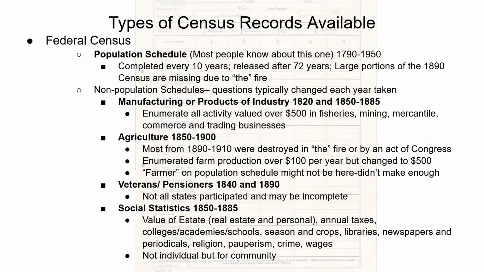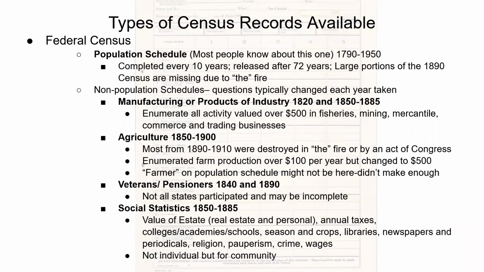Agricultural censuses were for farms originally that made over $100 per year, but it changed as inflation changed and the rate of currency changed to $500. So your relatives may have been a farmer on the population schedule, but they didn't make enough money to be on the agricultural schedules. Veterans and pensioners schedules. These were people who are receiving pensions from the federal government for their services. Not all the states did these, and not all the states completed them. So you just have to check your area that you're researching.